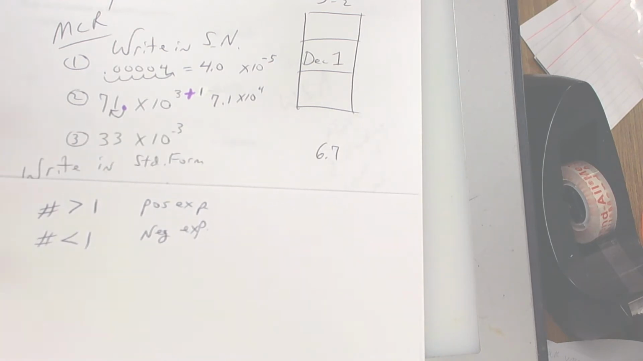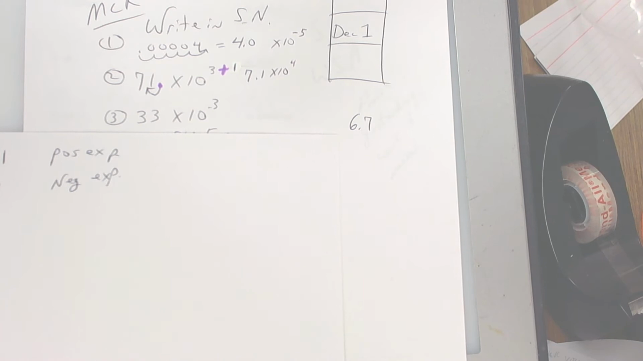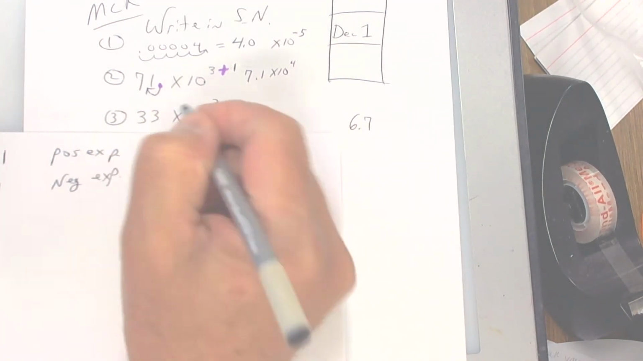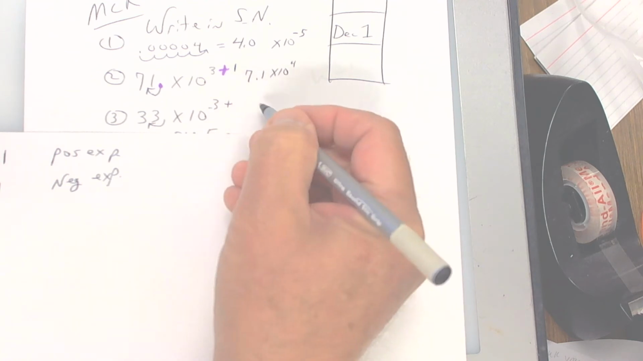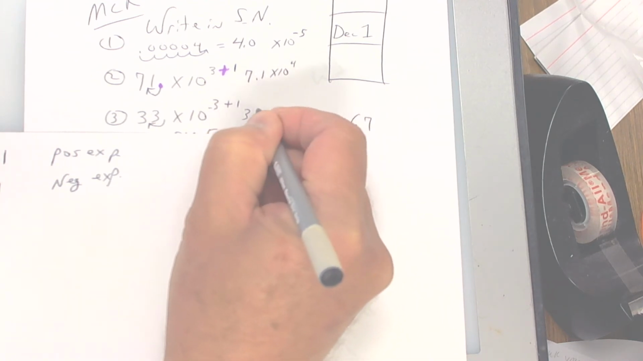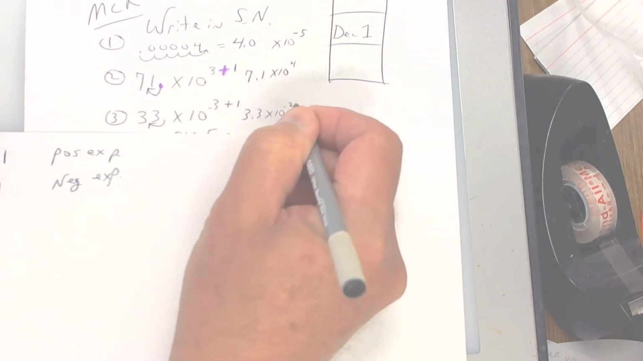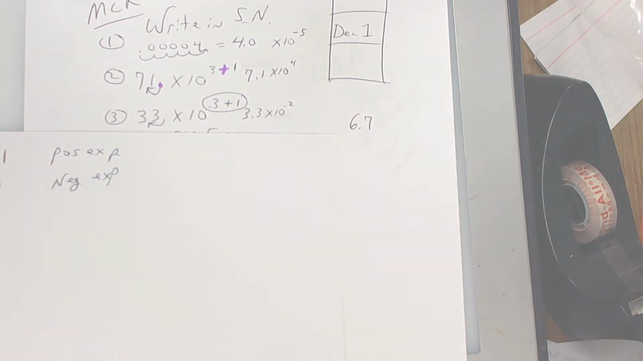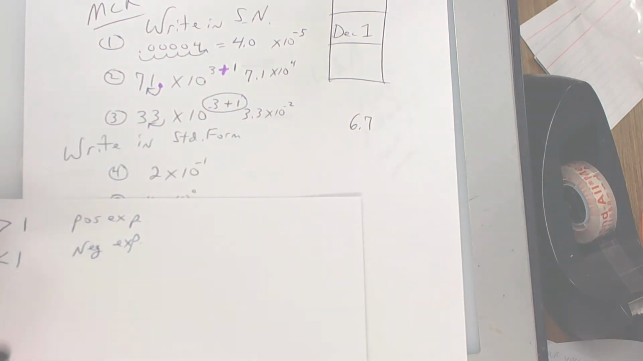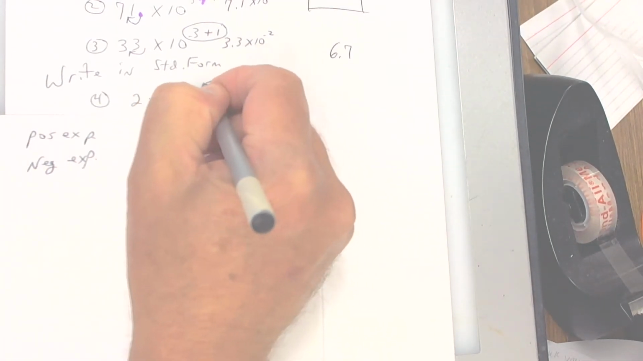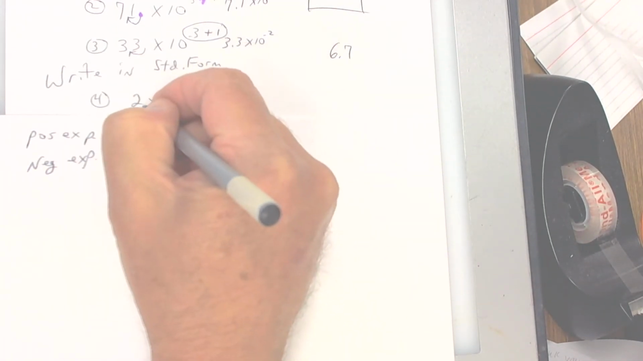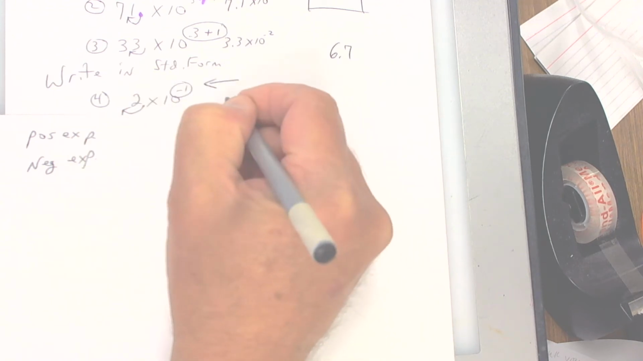Okay, just use your rules. Look at this one. Same thing here. You're going to move it. It's bigger than 1, so it's going to be a plus. You're going to move it one place, so it's plus 1, so it's 3.3 times 10 to the negative 2 when you add these up. Okay, write in standard form. If it's a negative, you have to go in the negative direction one place. So the decimal's here, so it becomes 0.2.